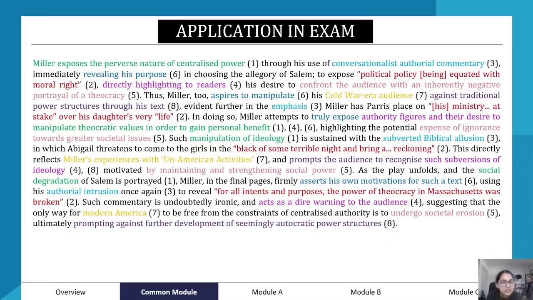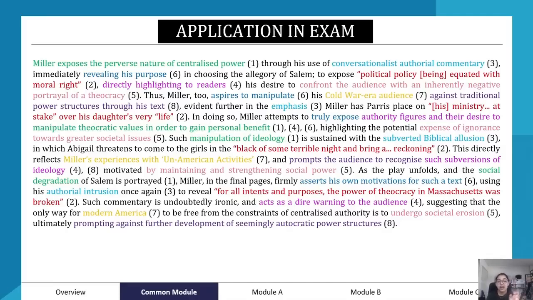As the play unfolds and the social degradation of Salem is portrayed, and that's another unique idea, Miller in the final pages firmly asserts his own motivations for such attacks. So that's his personal purpose, his authorial intent. Using his authorial intrusion once again to reveal, for all intents and purposes, the power of theocracy in Massachusetts was broken. Such commentary is undoubtedly ironic, and acts as a dire warning to the audience, suggesting that the only way for modern America to be free from the constraints of centralized authority is to undergo societal erosion.